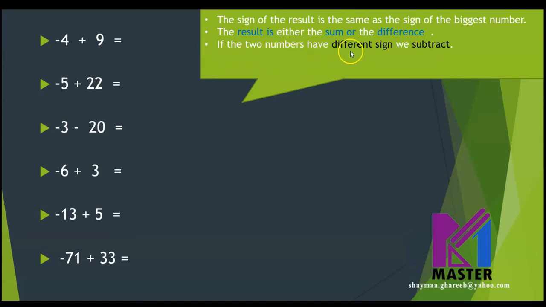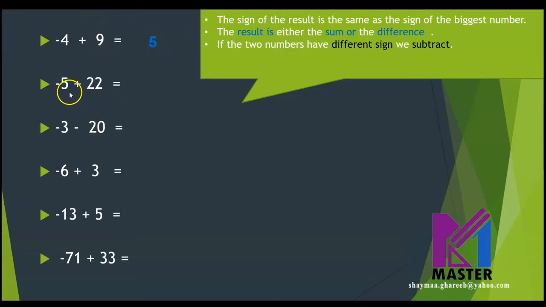If the two numbers have different signs, we subtract, which means we find the difference. Look at the two numbers. This number is a negative number and this one is a positive number. Then they have different signs, so I'm going to subtract. What is the difference between 9 and 4? It is 5. So it will be positive because the 9, or the biggest number, is positive.